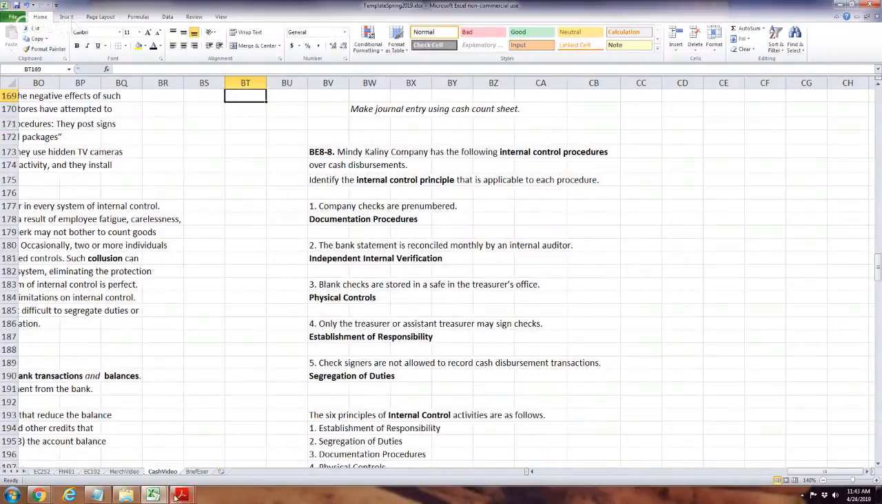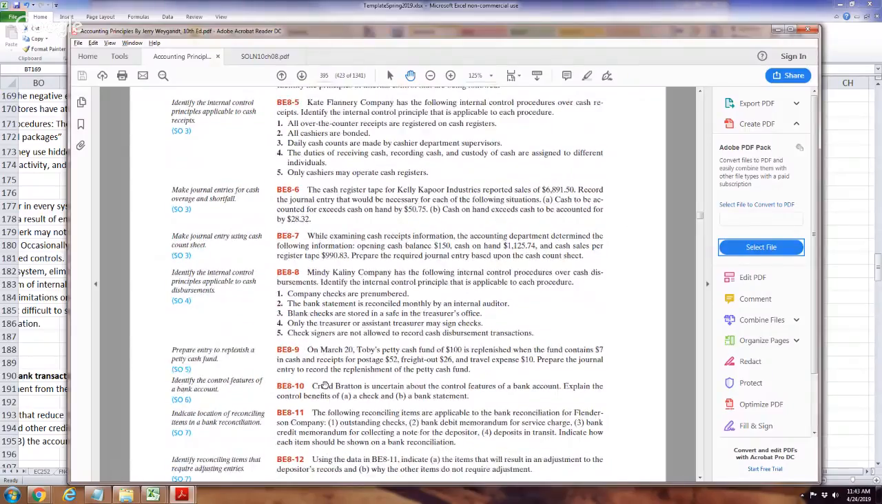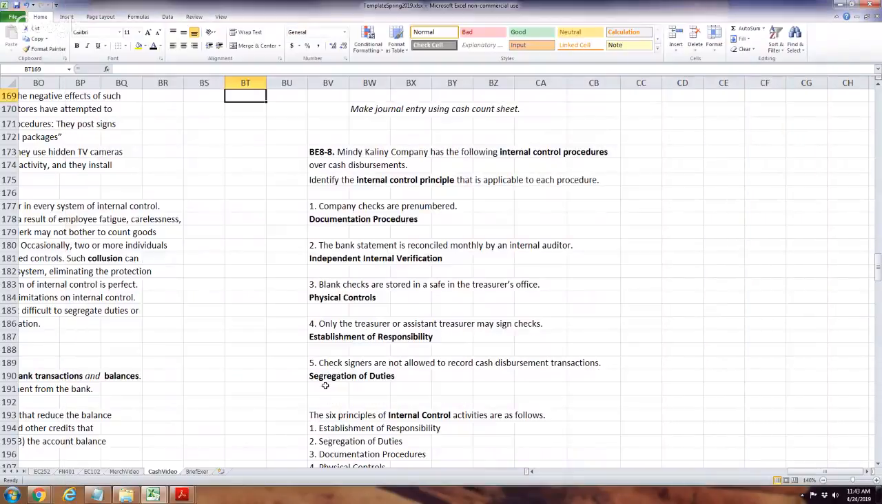This is more sort of thinking here. So this is number 8. It says Mindy Kalin Company has the following internal control procedures over cash disbursements. Identify the internal control principles that are applicable. Pre-numbered checks and reconciling the monthly statements with an internal auditor, and bank checks are stored in the safe in the treasurer's office. Only the treasurer can sign a check, and who could record cash disbursement. Check signers are not allowed to record the disbursement transaction. So you're breaking the jobs up a bit. So certainly for number 5, segregation of duties.